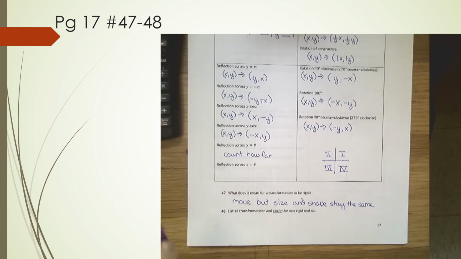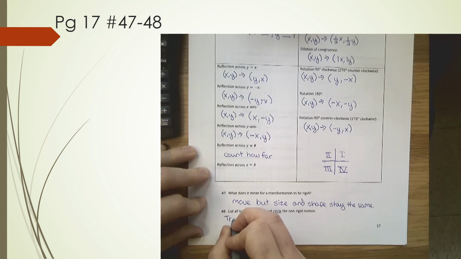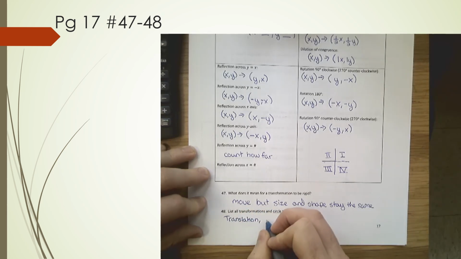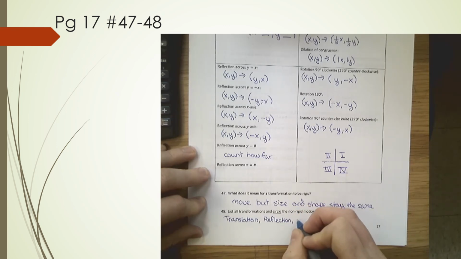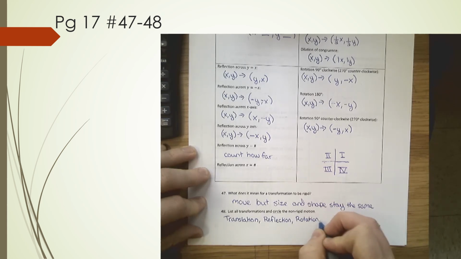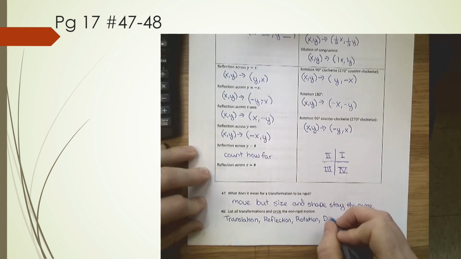So now number 48 wants us to list all the transformations and circle the non-rigid motion. So our different transformations are actually the ones that we just did, we talked about above. So you have translation. That's where it slides somewhere. You got reflection. So it's like a mirror. You're flipping it over something. You have rotation. And it's just like it sounds. You rotate it. And then you have dilation.